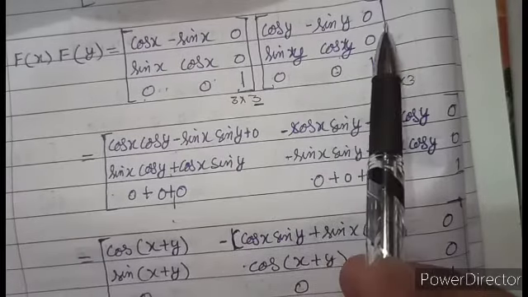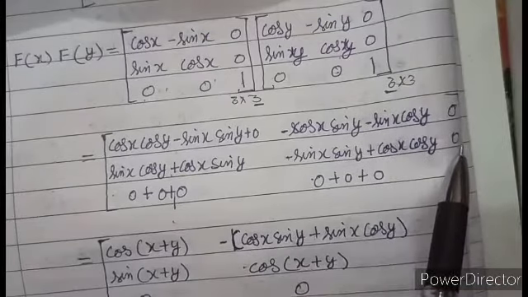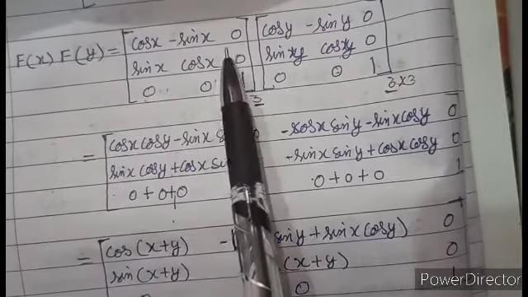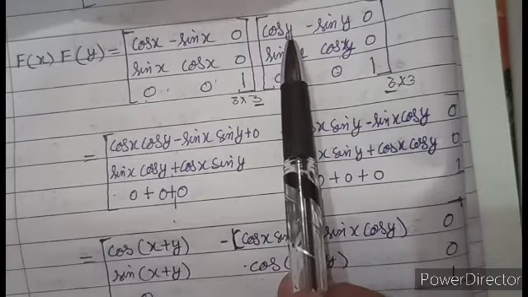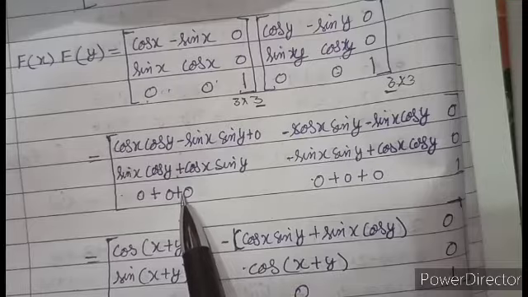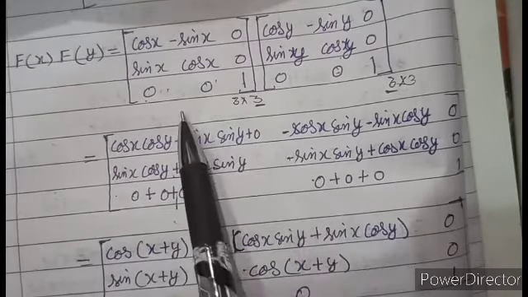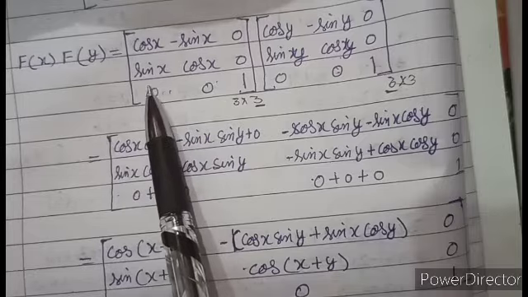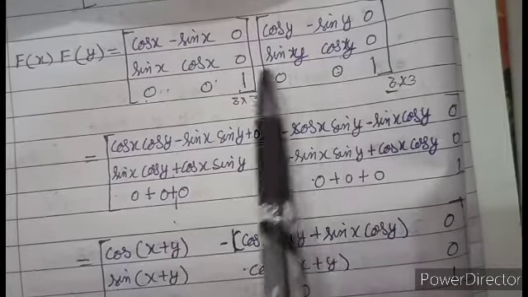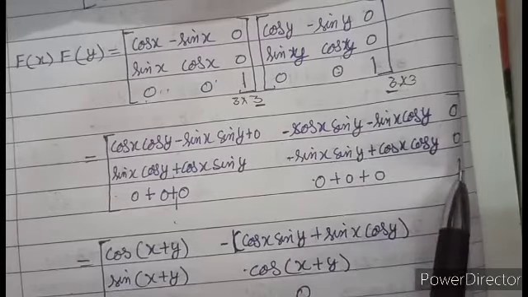Now third will be sin x into 0 will be 0 and third element will be 0. Now third row: 0 into cos y will be 0, 0 into sin y will be 0, 1 into 0 will be 0. And similarly second element of the third row will also be 0. Now last element of the third row will be 0 into 0 will be 0, 0 into 0 will be 0, and 1 into 1 will be 1.